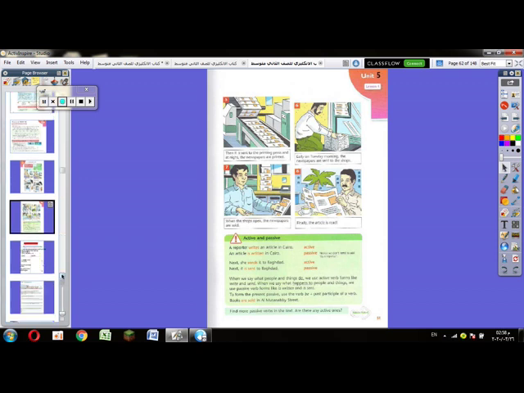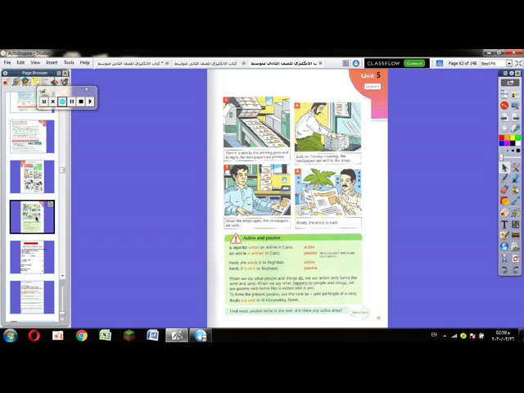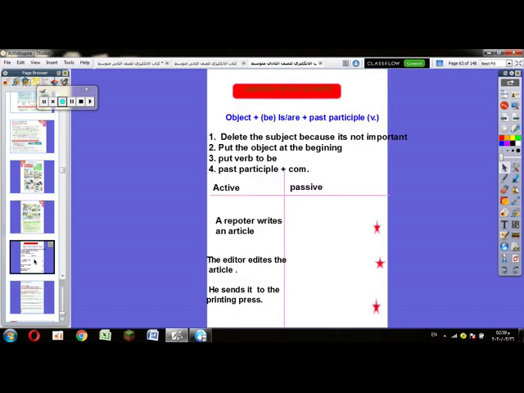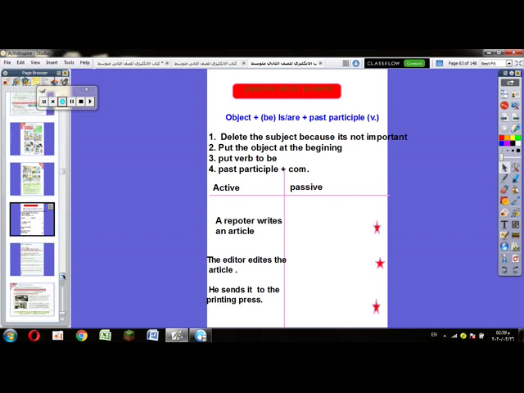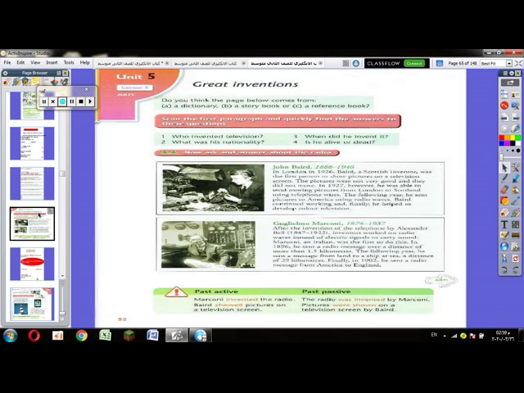Moving to lesson 4 now. In lesson 4, we said that we have active and passive voice. We already made a video about it, where we explained the passive and active voices. I made some questions here. So let's move to lesson 5.